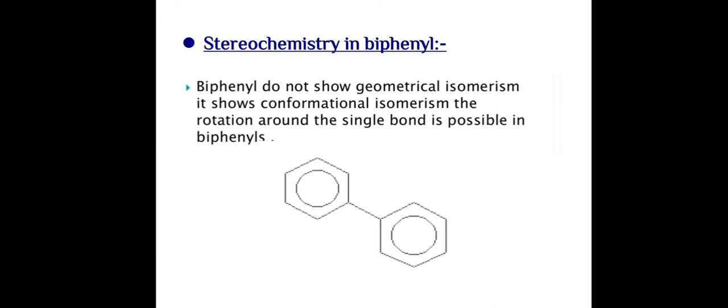Then, stereochemistry in biphenyl. Biphenyl does not show geometrical isomerism. It shows conformational isomerism. Rotation around the single bond is possible in biphenyl. This is the structure of stereochemistry in biphenyl.